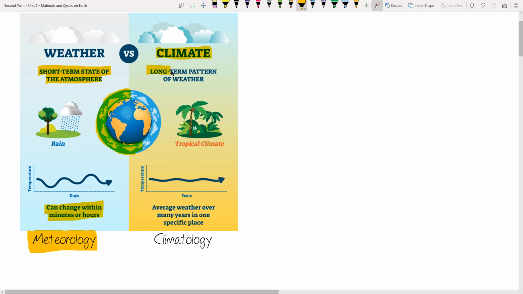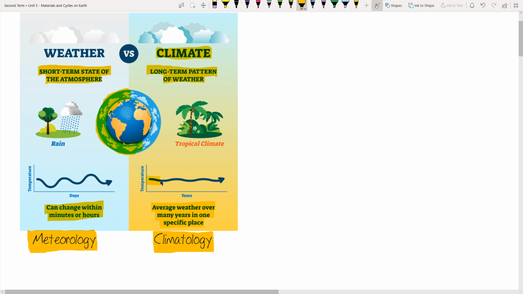Compared to that, when we talk about climate, it is a long-term pattern of weather, how a specific region is going through long-term changes. Average weather over many years in one specific place is what we call climate, and the study of this is called climatology. These two subjects are different because they have different instruments to work with. In meteorology we use short-term instruments and techniques dependent upon minutes and hours, taking readings over smaller fragments of time, while the instruments and scientific relationships we use in climatology are for very long-term changes.